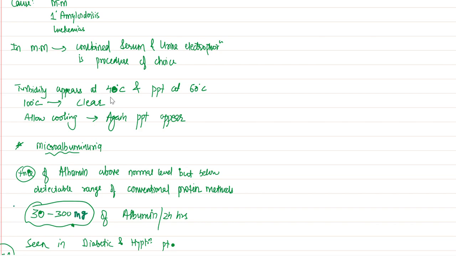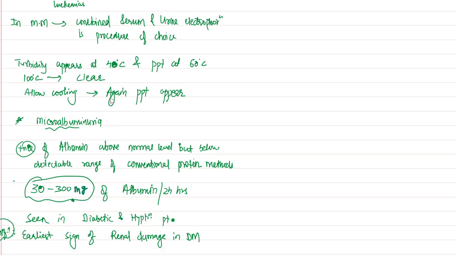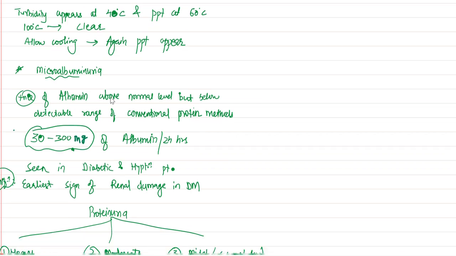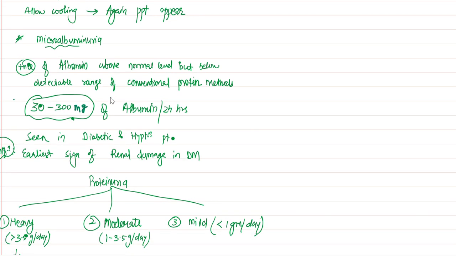So if we are boiling at 100 degrees Celsius, there will be a clear appearance. But if we allow it to cool again, then the precipitate appears again. So we can confirm there is Bence Jones protein in the urine. Now, what is microalbuminuria? Microalbuminuria means presence of albumin above normal level but below the detectable range of conventional protein methods.